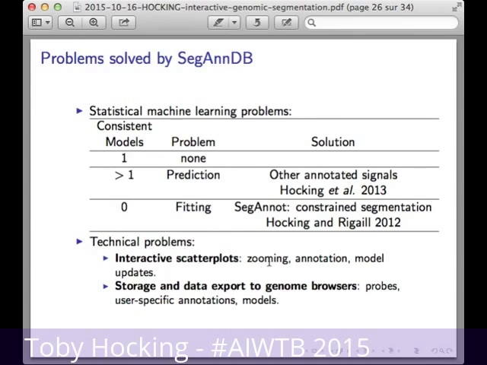And the 2 other technical problems that we had to solve to implement this system were these interactive scatter plots where we could zoom and annotate and have the model be updated in real time. And also, we have to store this data in a database so we can learn from it, and also export the data to some genome browsers so the doctors can view the results of their analysis.